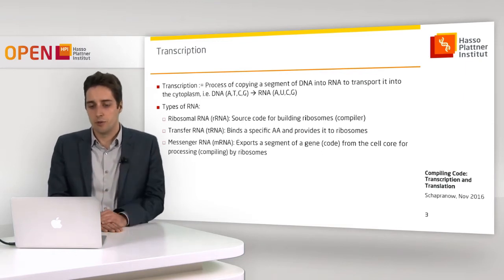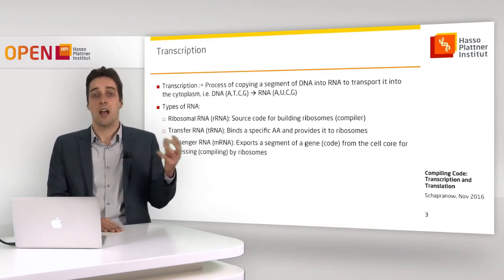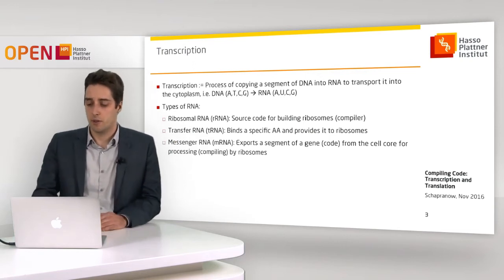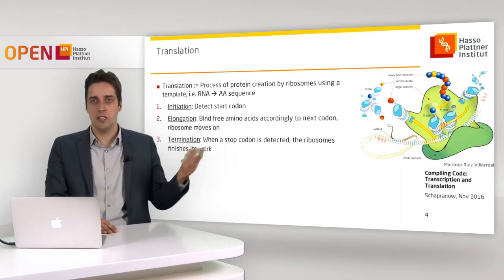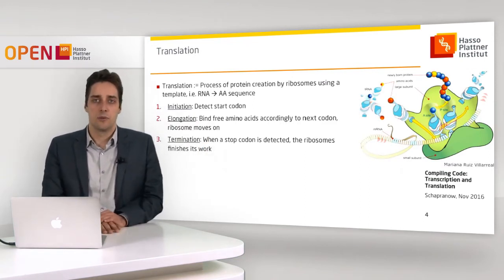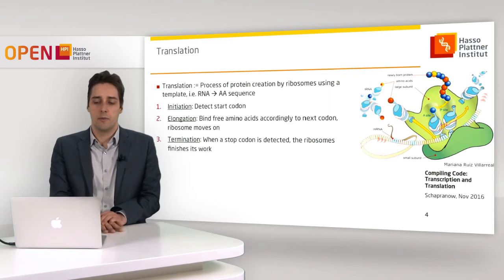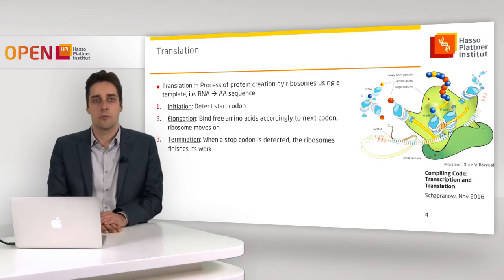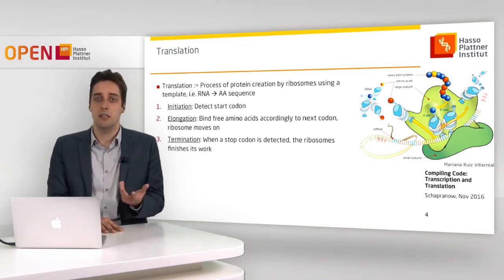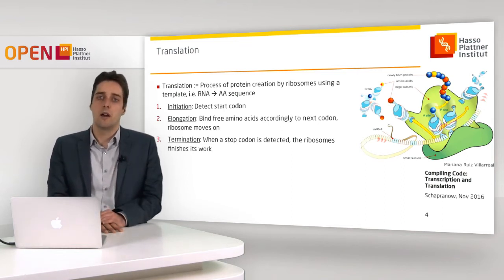Therefore, transcription is the first step to get the information out of the cell core into the cytoplasm. The next thing we need to talk about is the so-called translation. Again, you see here on the right-hand side a ribosome, and the ribosome has the task to produce amino acid sequences, so-called proteins. Translation is the process of creating these proteins using a template, and the template is typically the messenger RNA. That means out of the messenger RNA, you will form the right sequence of amino acids.